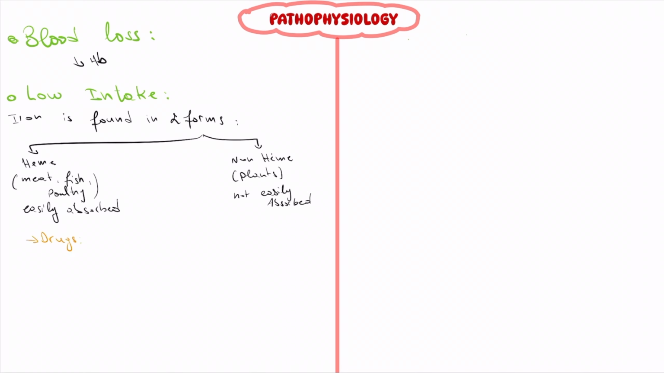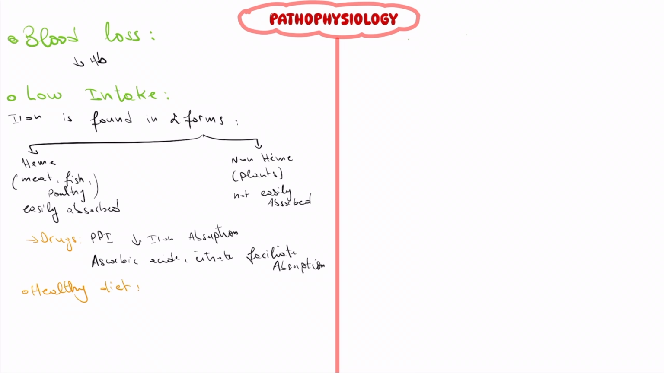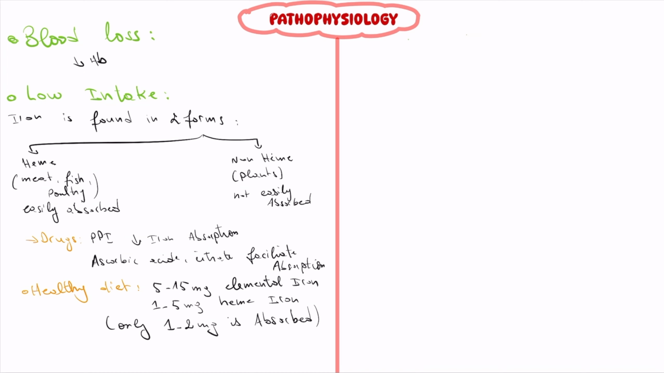It's also important to know that there are drugs that decrease iron absorption, such as proton pump inhibitors. On the other hand, ascorbic acid and citrates increase the absorption of non-heme iron. A healthy diet consists of 5 till 15 milligram of elemental iron, 1 till 5 milligram of heme iron. Only 1 till 2 milligram is absorbed. Low intake then leads to iron deficiency.